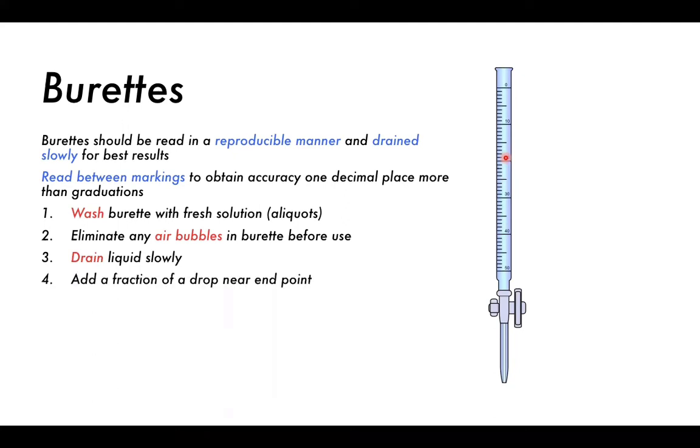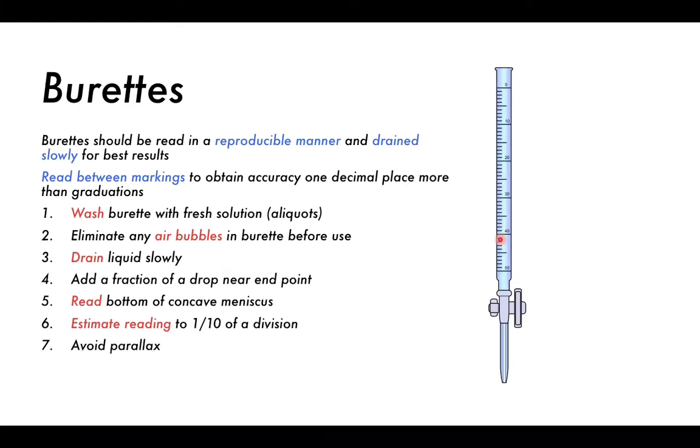Then at the end, we'll add a fraction of a drop near the end point of our titration. We'll read the graduation from the bottom of a concave meniscus. Typically, we're using water as our solvent, so we'll be utilizing a concave meniscus. Then we estimate the reading to 1/10 of a division as best we can. In this case, each division is 1 milliliter, so maybe we would read 40.1 or 40.2. Then we try to avoid parallax, and we account for graduation thickness in our readings.